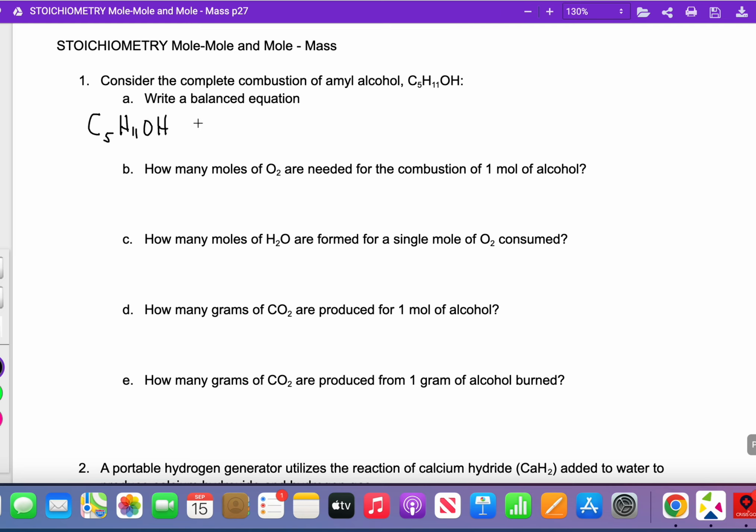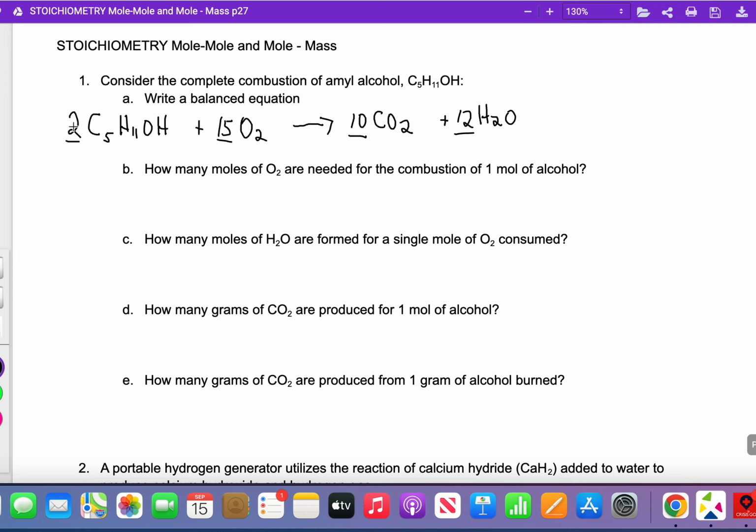C5H11OH. When it combusts, that means it's combining with oxygen, O2, and the combustion of an alcohol is going to make CO2 and H2O. And so when you combust it, there'll be a 2 there, a 15 here. You see how that would be kind of a hard one to balance. 10 here, and 12 here. Okay, so that would be a difficult one, but anyway.